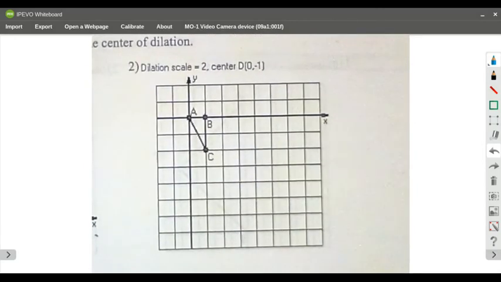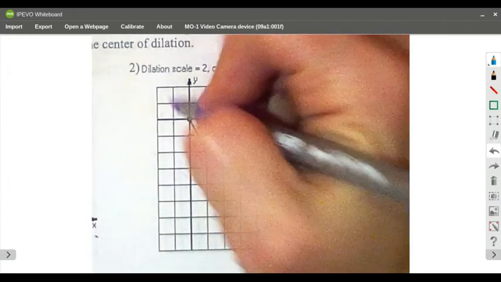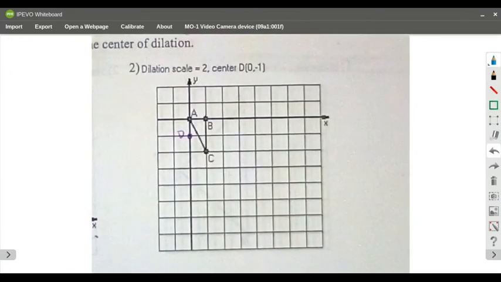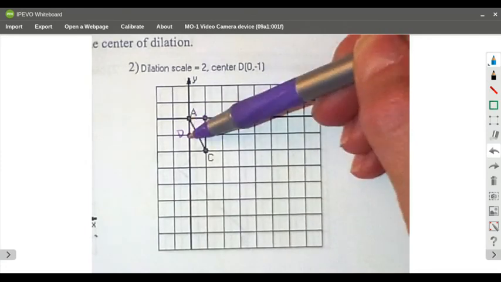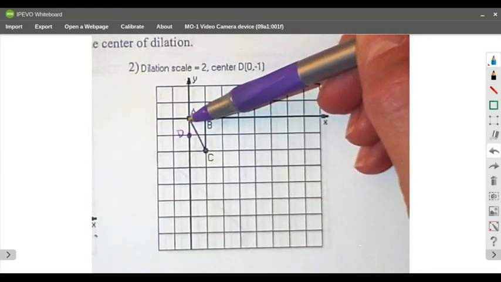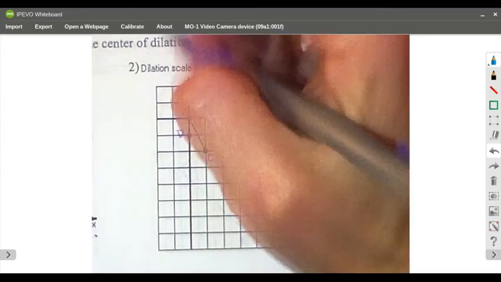Number 2, center of dilation is (0, -1). So there's my center of dilation, D. This one's a scale factor of 2, which is going to be an enlargement. So if you look, A is 1 unit up from D. So now I'm going to go back to D. Instead of going 1 unit up, I'm going to double that because the scale factor is 2, and I'm going to go 2 units up.